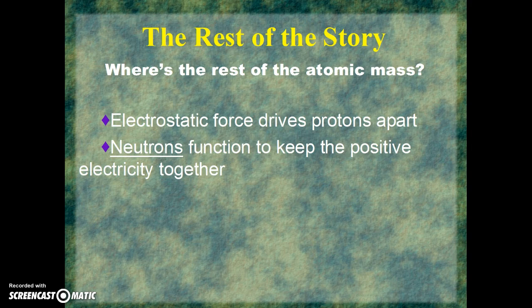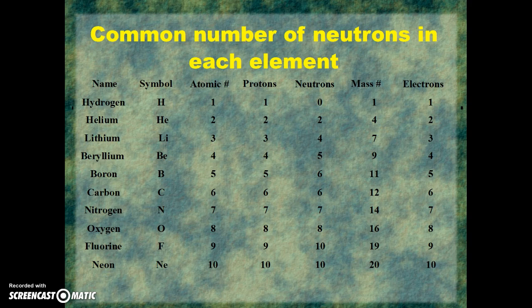Neutrons are in the nucleus, and their function is to keep the positive electricity together, to keep the nucleus from blowing apart. It's a lot more complicated than that, but that's the only thing we need to remember for now. You can, of course, read up to see how the presence of the neutrons establishes a low energy state in the nucleus and keeps it from blowing up.